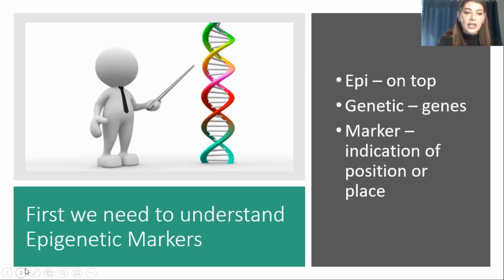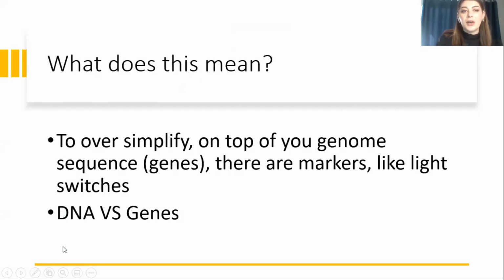Okay, so let's look at what that means. To oversimplify this, on top of your genome sequence, so on top of your genes, there are these little markers that turn on and off, like light switches. And in order for us to understand how these light switches will affect our lives, we first need to understand the difference between DNA and genes.